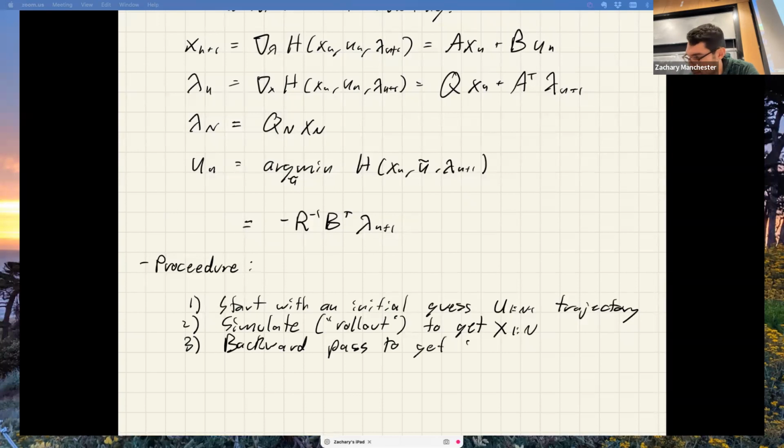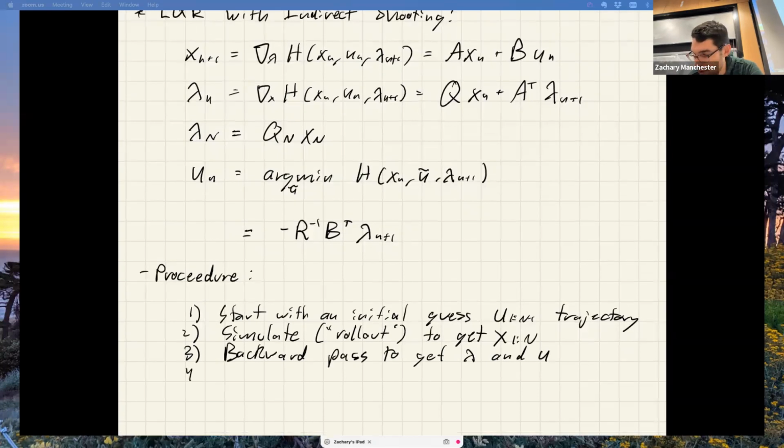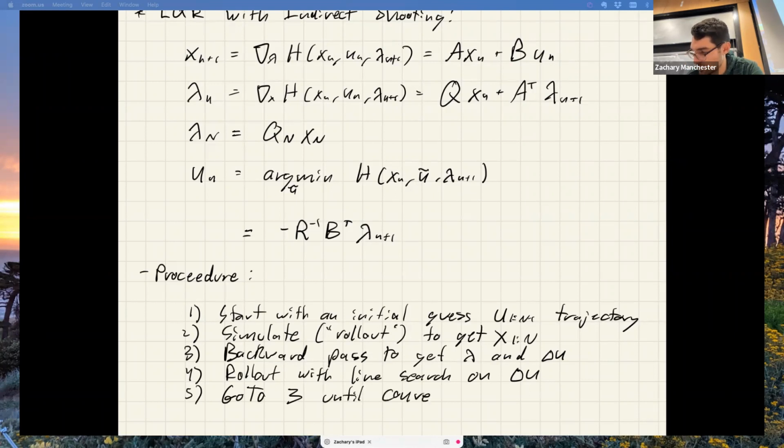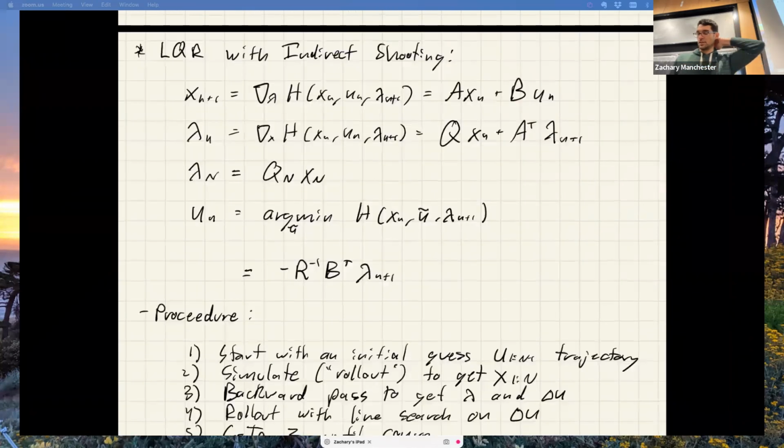So that will give you the lambdas and the U's, like new U's, right? And then you roll out with a line search on the U update. I should write like delta U here maybe. And then basically just repeat this until convergence, right?